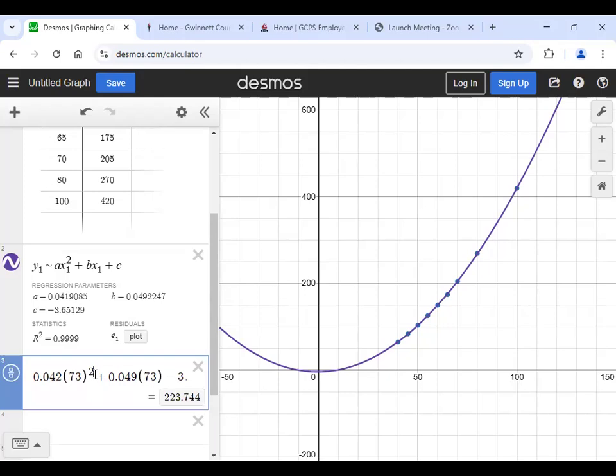Then it says use your regression to predict. So 223.7, or if you want to round because your table is all in whole numbers, we could call it 224. So type in your data and know that equation, because if you type in that equation, it gives you your A, B, and C for that regression equation.